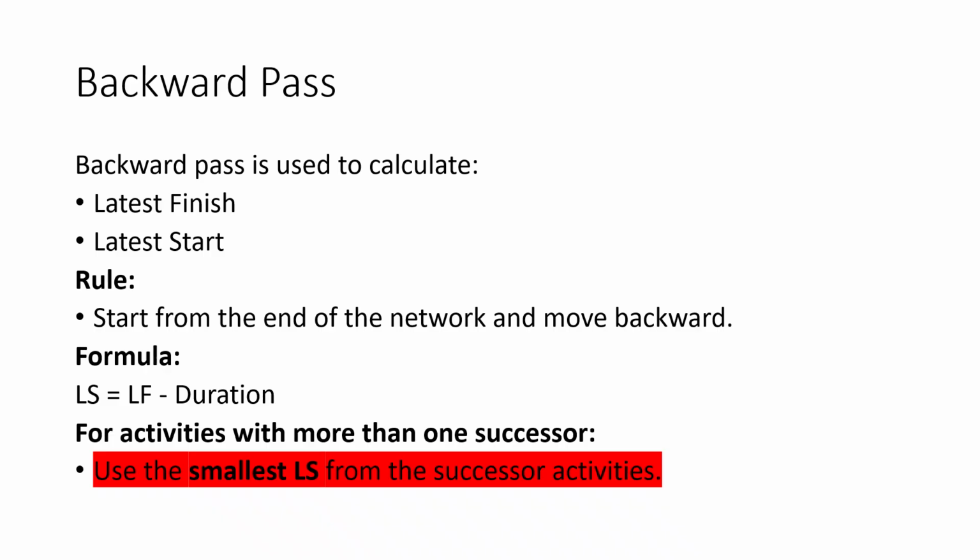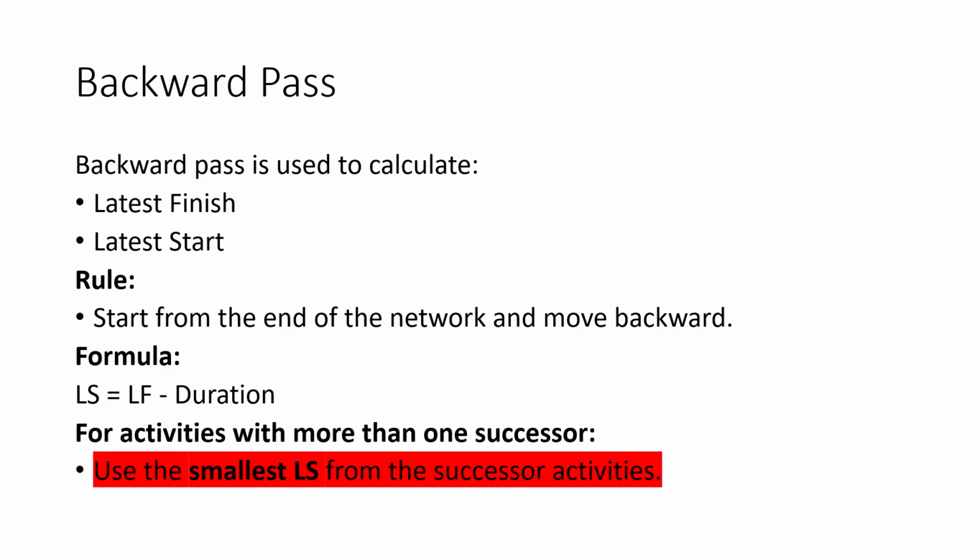Backward pass is used to calculate the latest finish and latest start of each activity. The rule is that we start from the end of the network and move backward. The formula is LS equals LF minus duration. For the final activity, the latest finish is usually the same as the earliest project completion time. In this example, the project completion time is day 11. So activity G has an LF of 11.